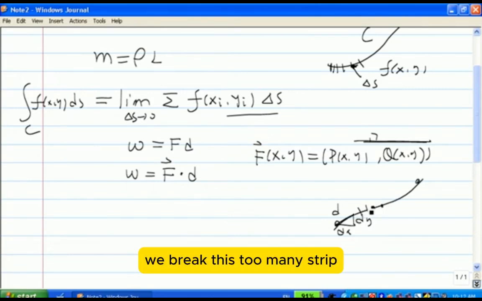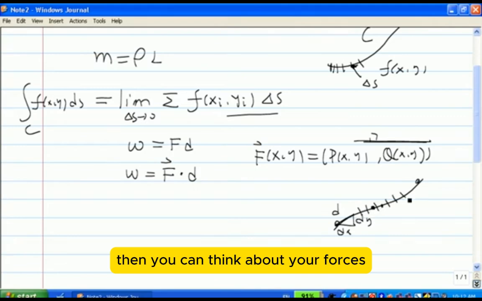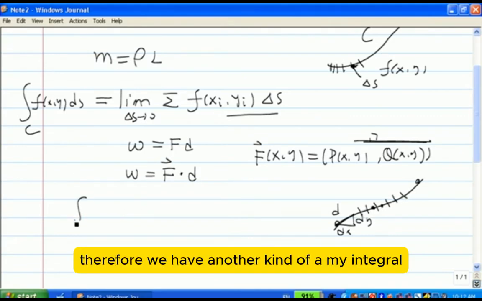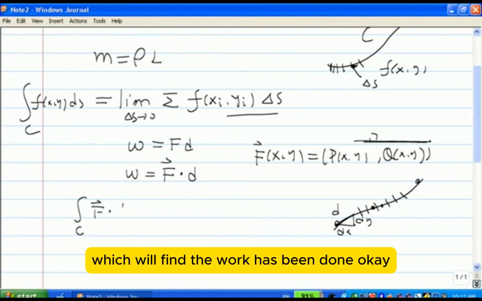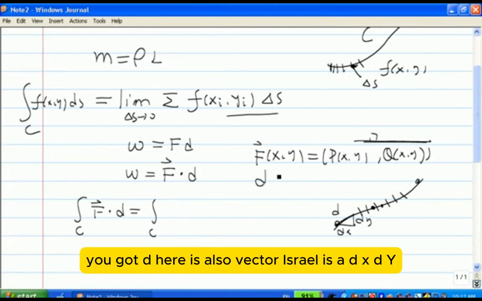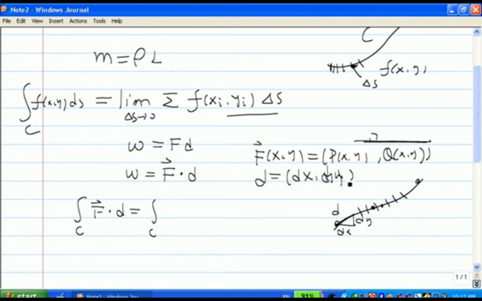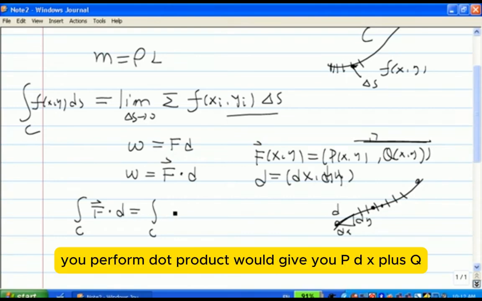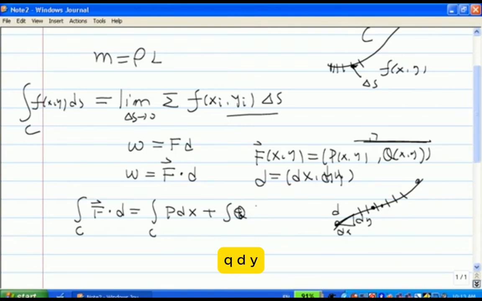Since the force could be different at every point, we do the same thing. We break this into many strips, then you can treat the force as a constant. Therefore, we have another kind of line integral, which finds the work that has been done. F has two components, and your D here is also a vector, really (dx, dy). So this integral, when you perform the dot product, would give you P dx plus Q dy.